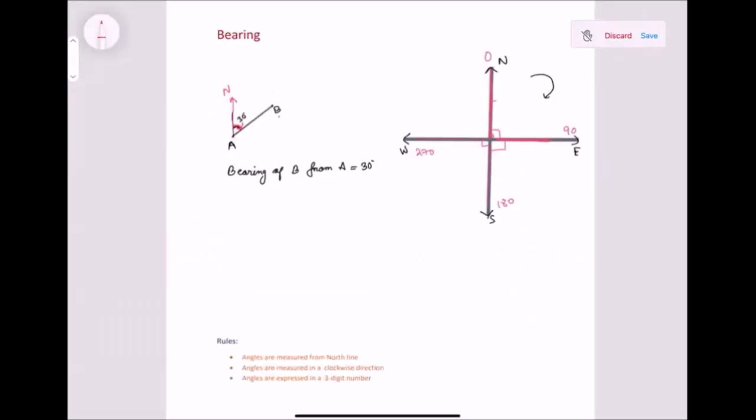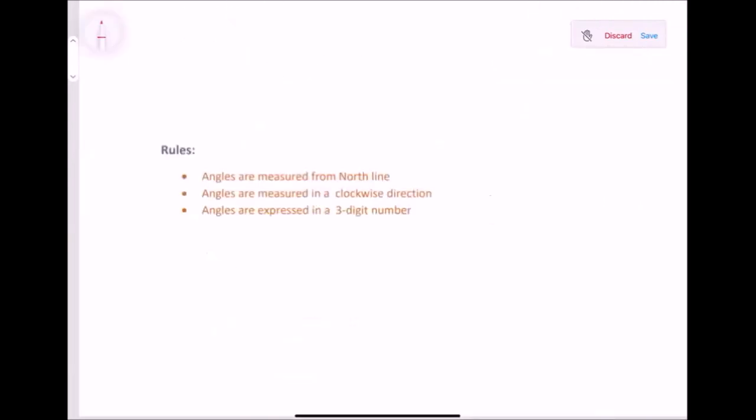So next, let's see the rules. There are 3 rules we need to maintain while calculating the bearing. The angles are measured from the north line. The angles are measured in a clockwise direction. And the angles are expressed in a 3-digit number. So for example, if your final answer is 45, in that case, you have to write 045 degree.